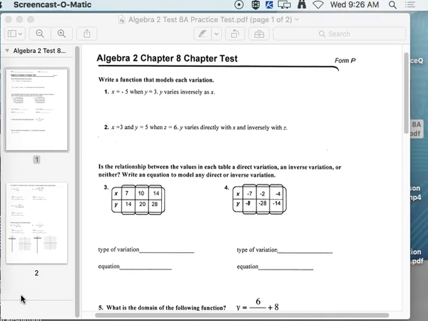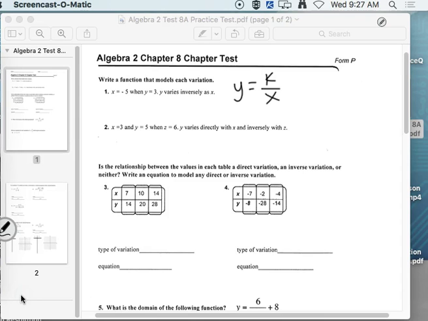Write a function that models each variation. If x is -5 when y equals 3 and y varies inversely as x. So what does that mean? Divide. k over x? Yep, that's inverse. So how do we get k?